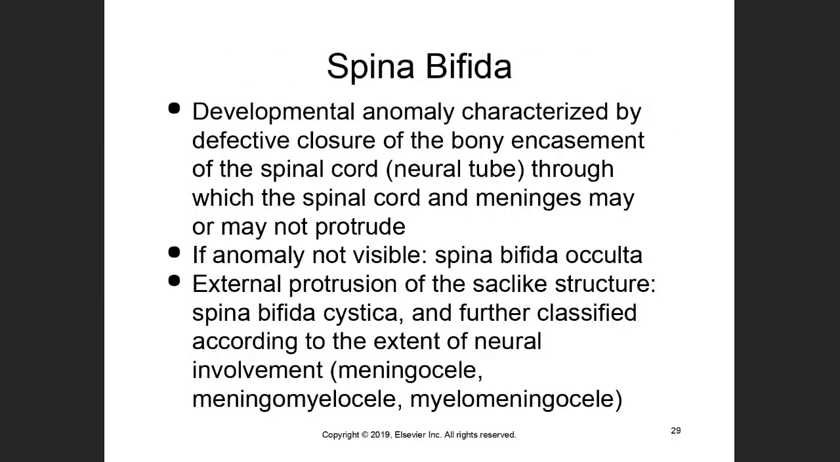Spina bifida. Spina bifida is developmental, normally characterized by defective closure of the bony encasement of the spinal cord neural tube through which the spinal cord and meninges may or may not protrude. If the anomaly is not visible, it is spina bifida occulta. If there is an external protrusion of a sac-like structure, it is spina bifida cystica, and it is classified according to the stage of neural involvement: meningocele, meningomyelocele.